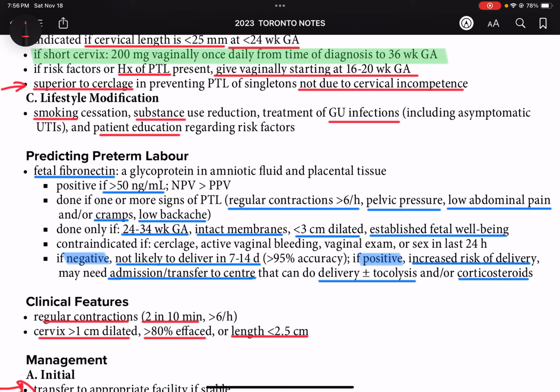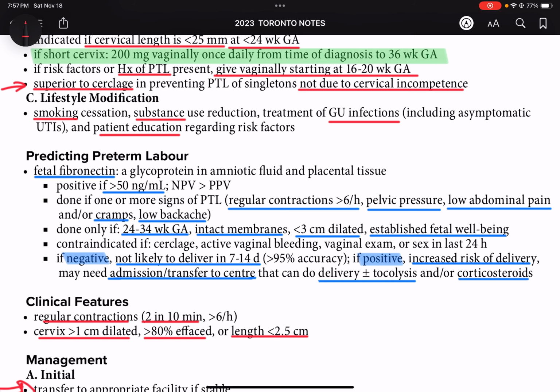What is fetal fibronectin? It is a glycoprotein which is present in the amniotic fluid and in the placental tissue. But if we check the cervicovaginal fluid and it is positive for fetal fibronectin, if it has more than 50 nanograms per milliliter, then it might be an indication towards preterm labor. Why would you do it? You wouldn't do that for every patient, right? When would you do it?